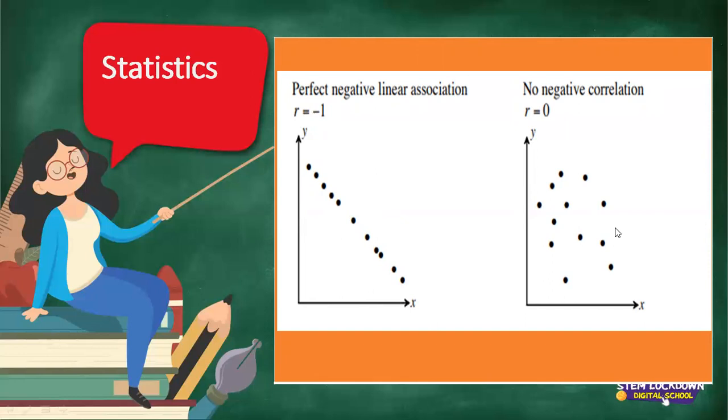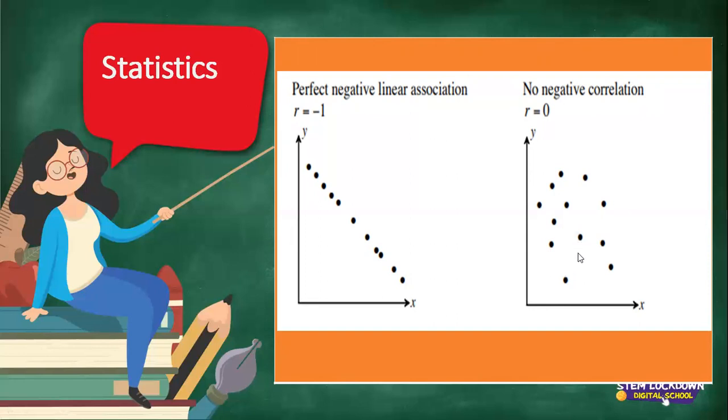And here also there is no correlation. In this situation, there is no correlation because the scatter plot is all over, the points are all over, so there's no definite relationship. The scatter points are all over, so we say there's no correlation.